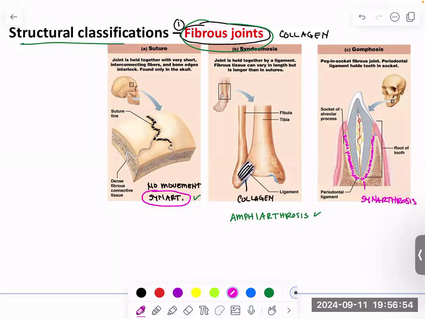Synarthrosis. Okay, so for structural classifications, I only want you to tell me if it's a fibrous joint. You do not need to tell me the specific types of fibrous joints. So you don't have to tell me if it's a gomphosis, you don't have to tell me if it's a suture, you don't have to tell me if it's a syndesmosis joint. There are even those types of breakdown. We're not going to go that far. Structural and functional type only.